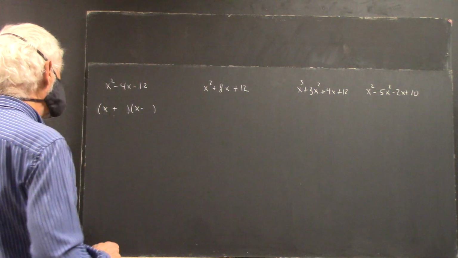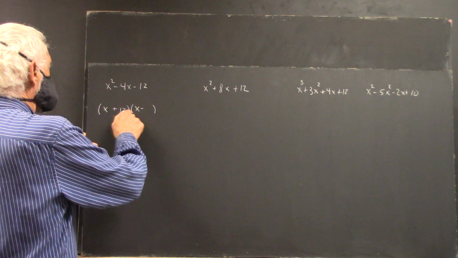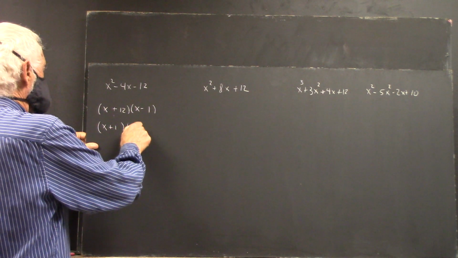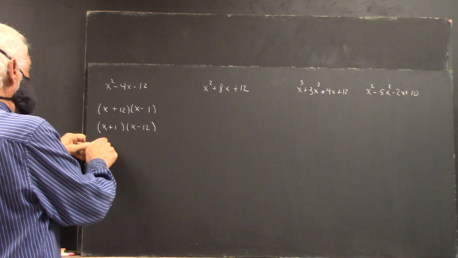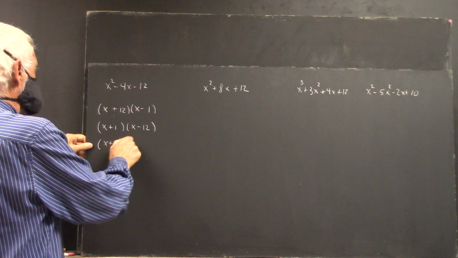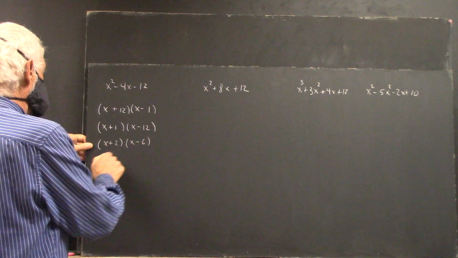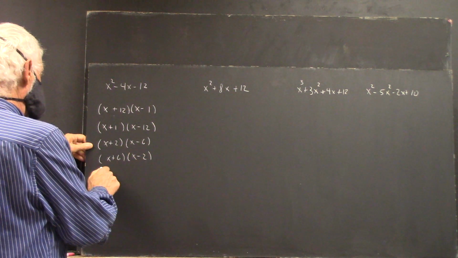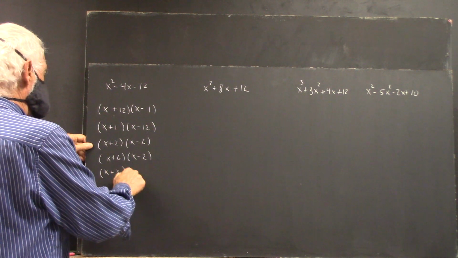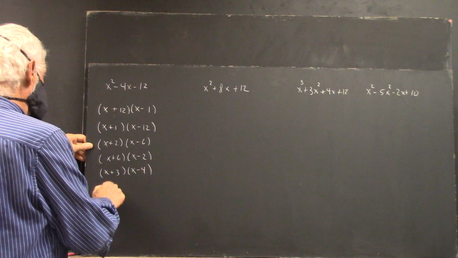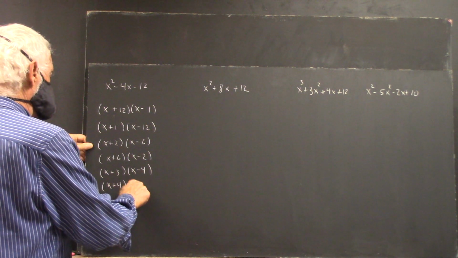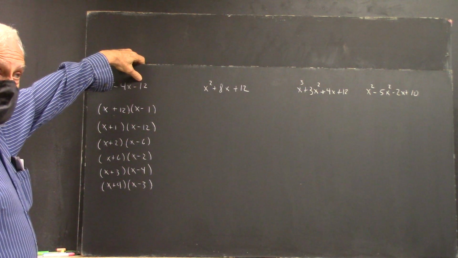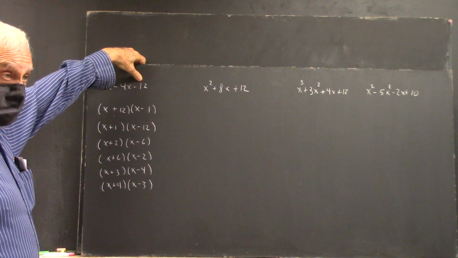So what are the possibilities? Well, it could be x plus 12 times x minus 1. It could be x plus 1 times x minus 12. It could be x plus 2 times x minus 6, or x plus 6 times x minus 2, or x plus 3 times x minus 4, or x plus 4 times x minus 3. Because, of course, 12 can be written as 12 times 1, 6 times 2, or 4 times 3.